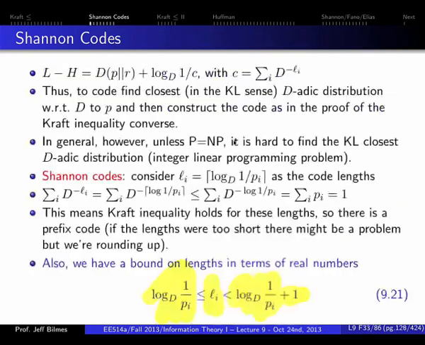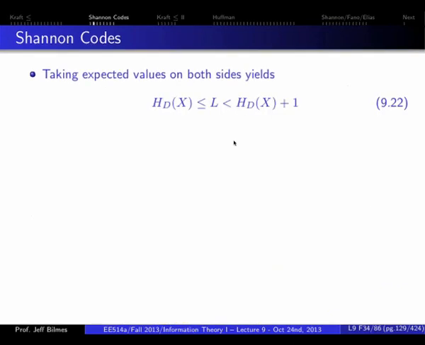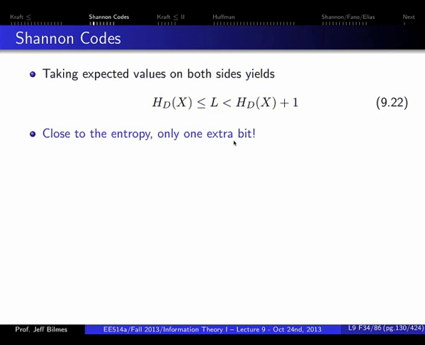Now, if we take the expected value with respect to the distribution p on both sides of 9.21, we're just applying the expected value to each side. The inequality still holds since everything is linear in the expected value. And so what we end up getting is that the expected length is sandwiched between the entropy and the entropy plus 1. So on average, our code word lengths using the Shannon lengths are going to be no worse than 1 greater than the entropy. So only one extra bit.